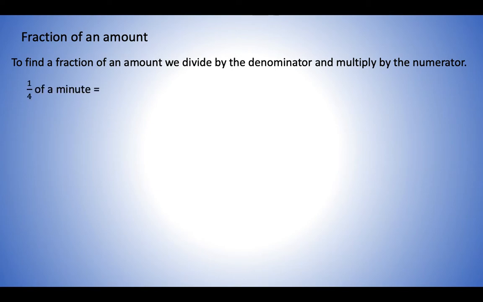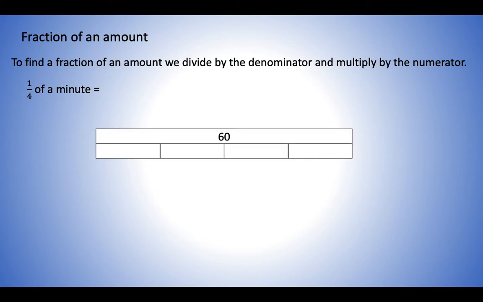Now, can you find a quarter of a minute? We know that 1 minute is 60 seconds, so one whole is 60 seconds. We need to find 4 equal parts of that 60. So I would do 60 divided by 4, and that equals 15. I have 4 equal lots of 15 here. So 1/4 of a minute is 15 seconds.